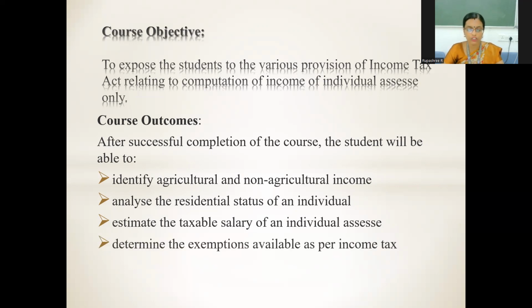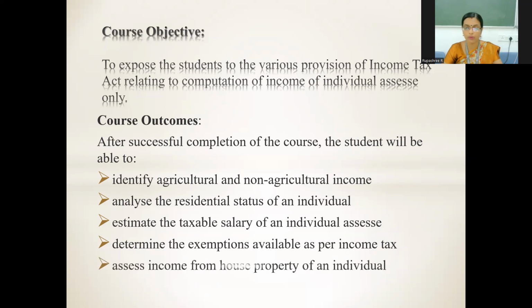And course outcome 4 talks about determining the exemptions available as per income tax. Under various heads of income, maybe income from salary, income from house property or income from business or profession, we have various exemptions that the Income Tax Act 1961 allows a particular individual to claim. So as a part of the outcome of this course, we will be able to analyze what exemptions an individual can avail according to the Income Tax Act 1961.